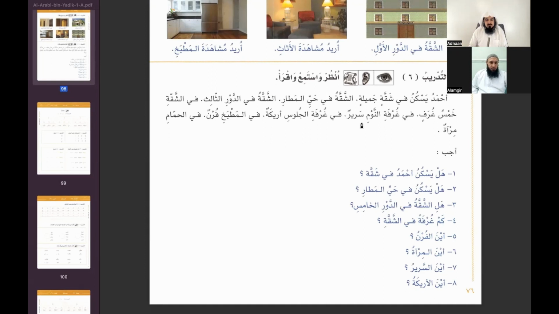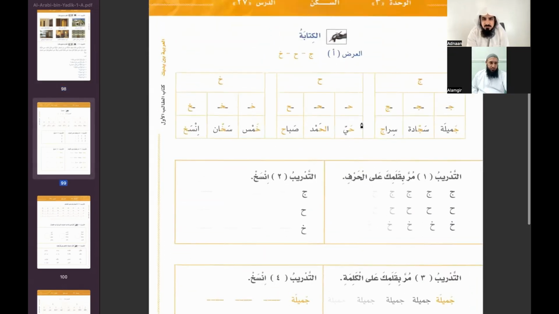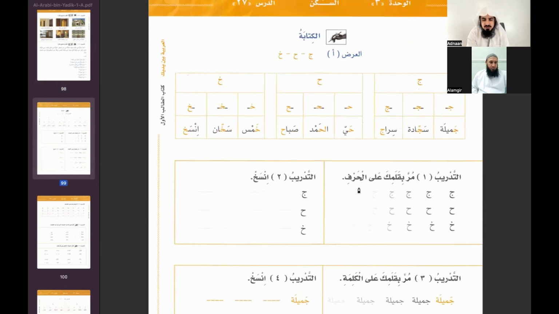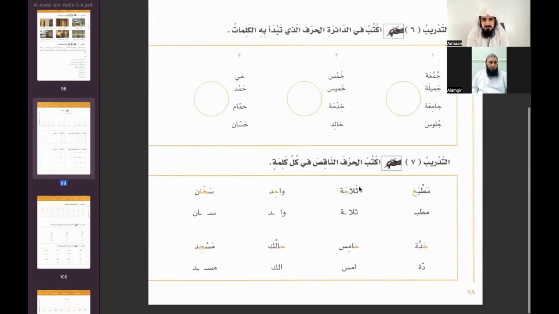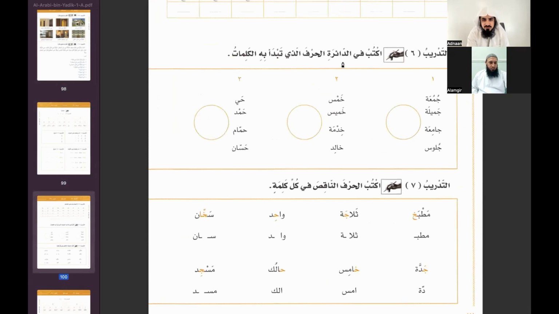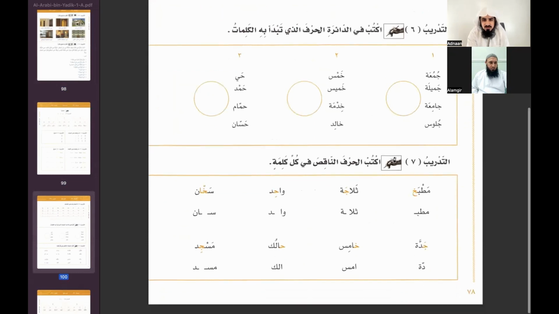وأين الأريكة؟ الأريكة في غرفة الجلوس. أحسنت. And then they want you to practice جيم. They want you to write it out. You can fill that in. And then they want you اكتب في الدائرة الحرف الذي تبدأ به الكلمات. Basically telling you to write جيم and خاء and حاء. Then they want to teach you again اكتب الحرف الناقص في كل كلمة.